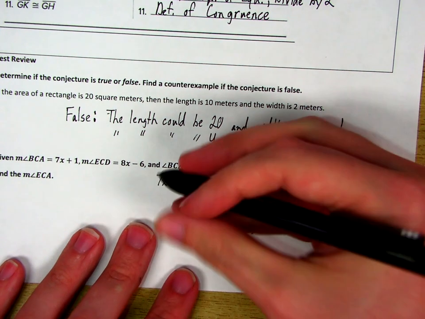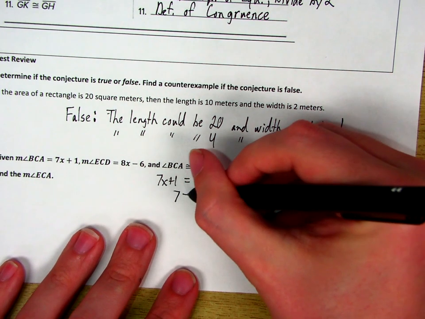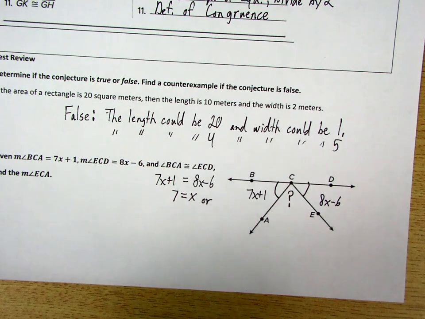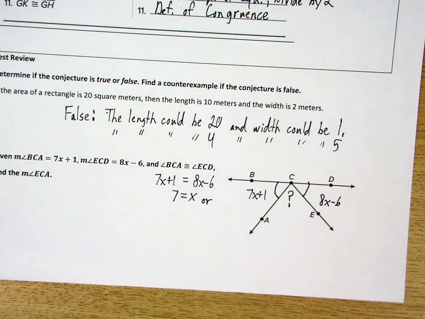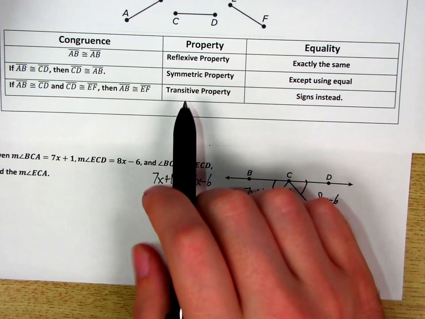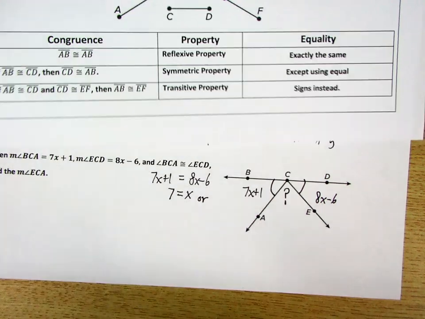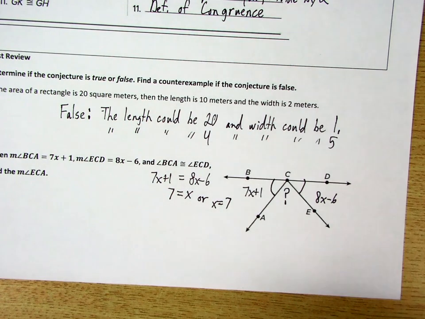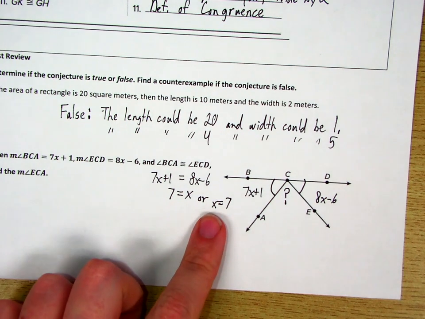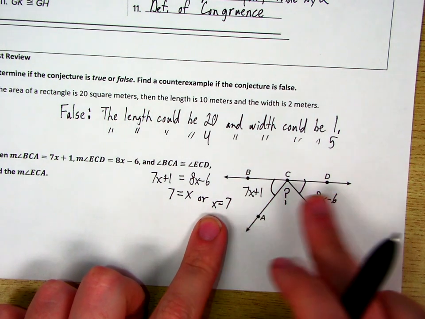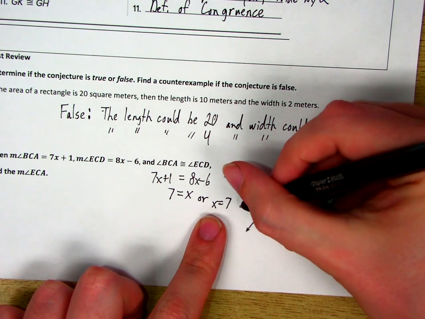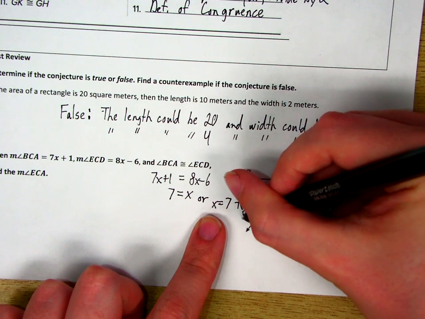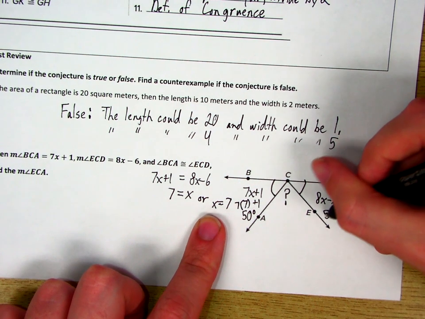We solved this. We just got 7 equals x, or using your symmetric property, remember your symmetric property, we get to turn the statement around, x equals 7. Since x equals 7, we were able to find our two angles here. We would have had 7 times 7 plus 1 is 50 degrees, and 50 degrees over here.